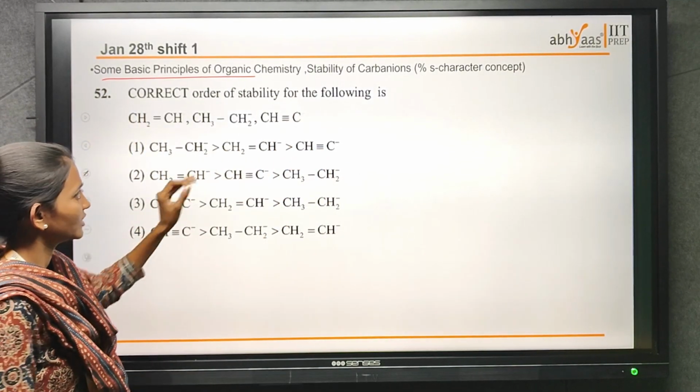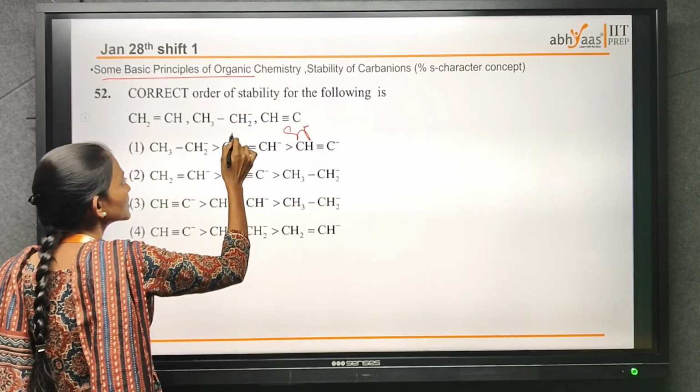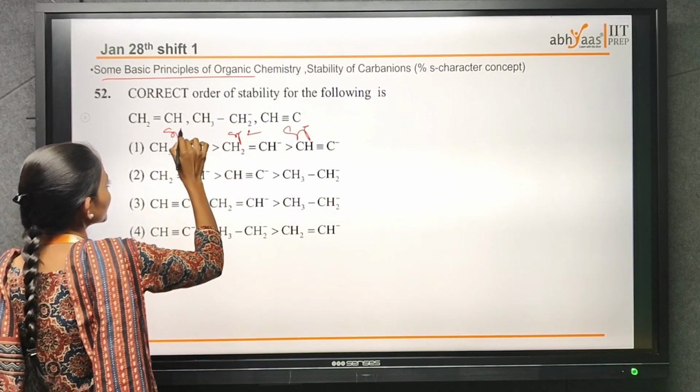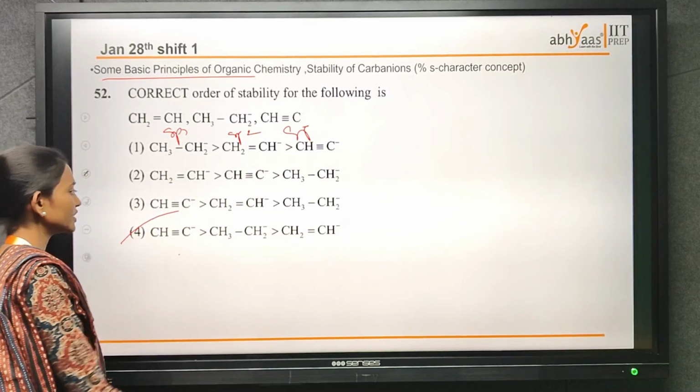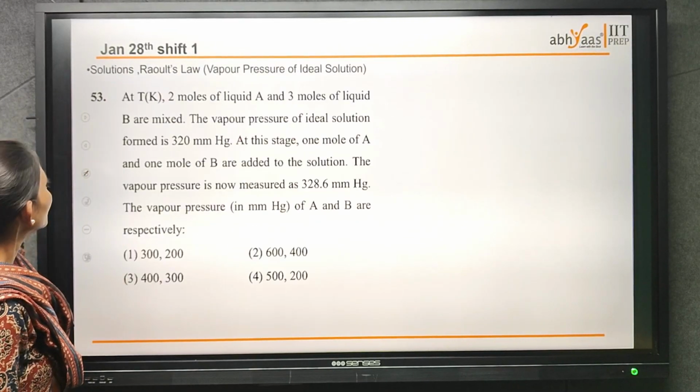They are asking for the correct order. You can see here sp hybridization, sp2, sp3. If you see here, sp2, sp3. Answer 4 is your answer. Very simple answer, right? Moving on to the next question.